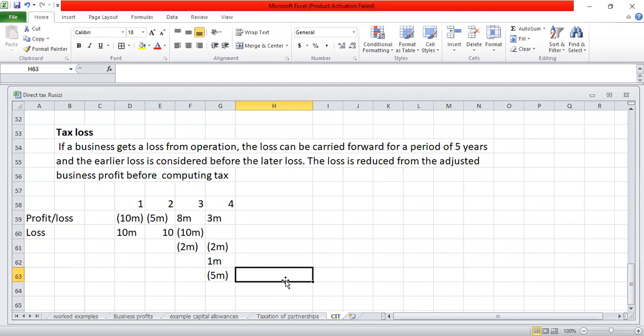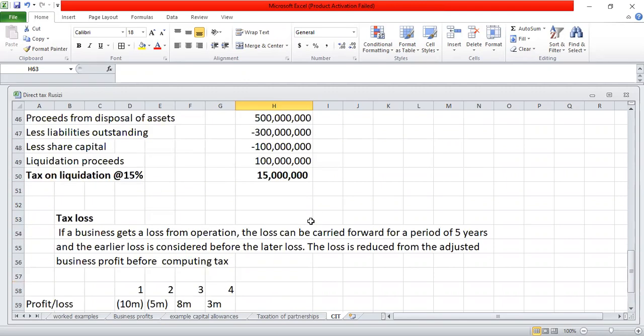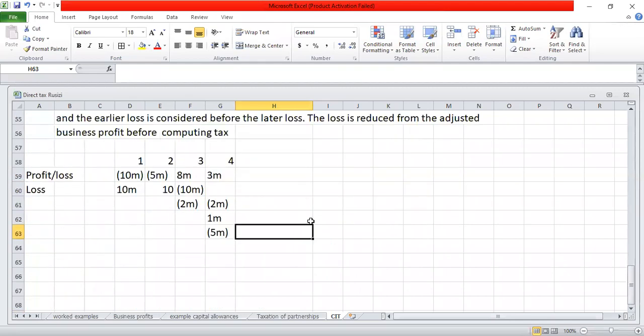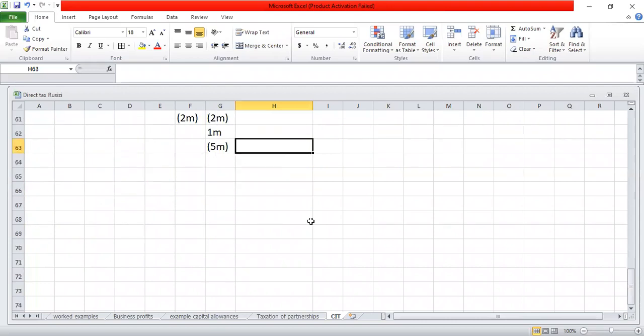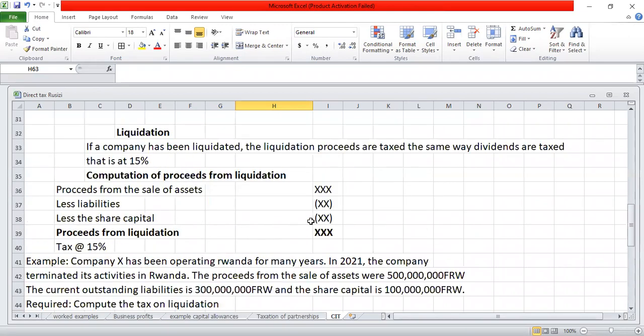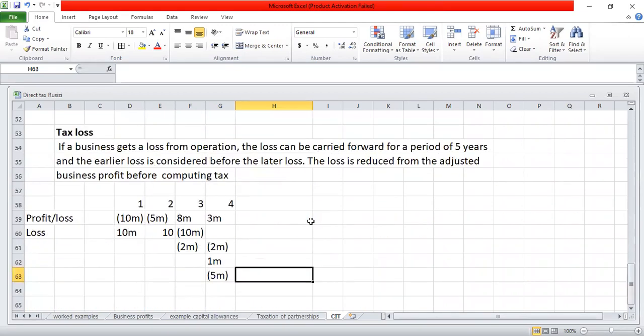But what is important is that if you have a loss, the loss should be adjusted from the profit before computing the tax. So that is a business loss. What is now remaining is to look at an example on this part. I think we have looked at the key area that we need to talk about in this part.